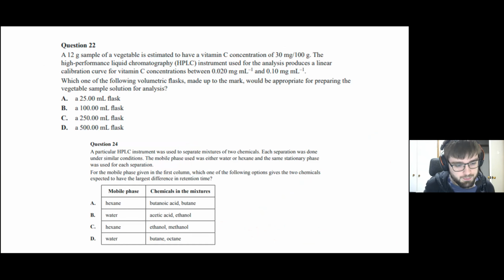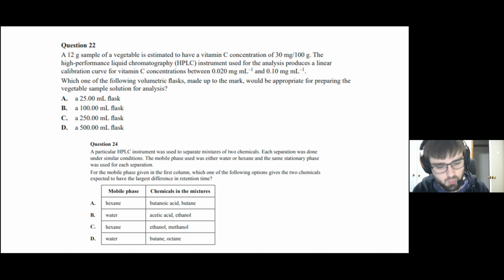All right, so we've got one here at the start. Got some VCAA questions. A 12-gram sample of a vegetable is estimated to have a vitamin C concentration of 30 milligrams per 100 grams. The HPLC instrument used for the analysis produces a linear calibration curve for vitamin C concentrations between 0.02 and 0.1 milligrams per mL. Which of the following volumetric flasks made up to the mark will be appropriate for preparing the vegetable sample solution for analysis? So we've got a bunch of different ones here. We're actually going to have to try our different answers here to figure this out.